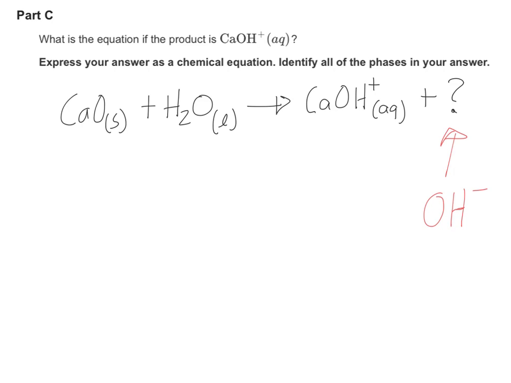And the last thing you need to do then is balance the equation and determine a phase for hydroxide ion. Well, we dissolved the calcium oxide in an excess amount of water, and so if the calcium hydroxide positive cation there is aqueous, the other product is going to be aqueous as well. Aqueous simply means it was dissolved in water.